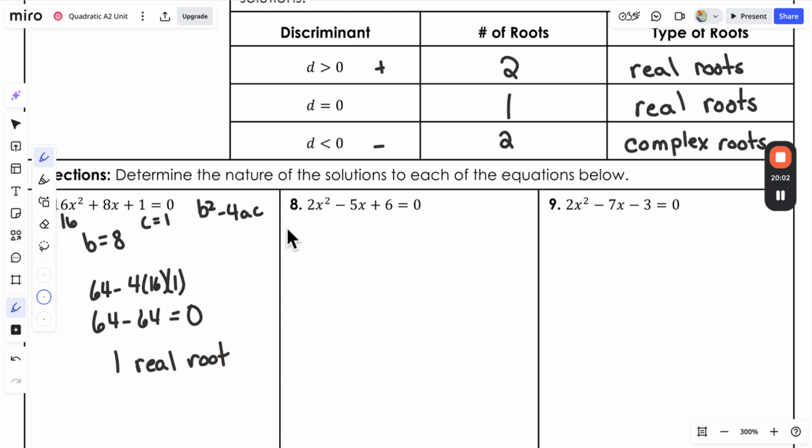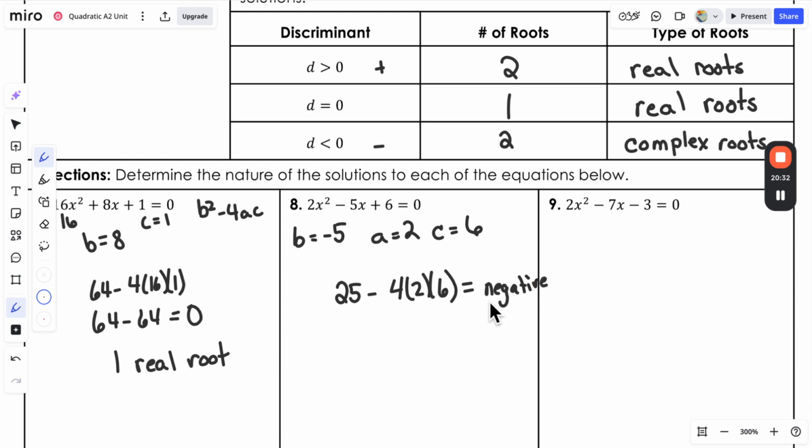Okay, on this one, b is equal to -5, a is equal to 2, and c is equal to 6. b squared, 25, minus 4 times ac, 2 times 6. 2 times 6 is 12. 12 times 4 is 48. So this is a negative number. We don't have to figure out exactly what it is. We know that it's negative, so we can put that it has 2 complex roots.